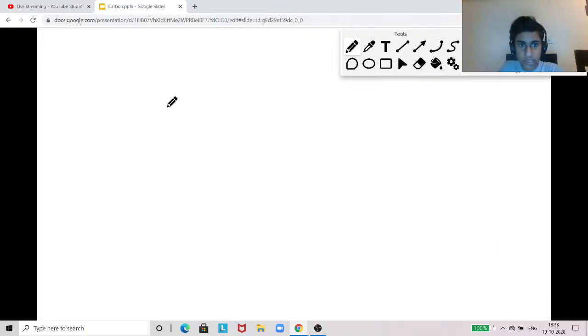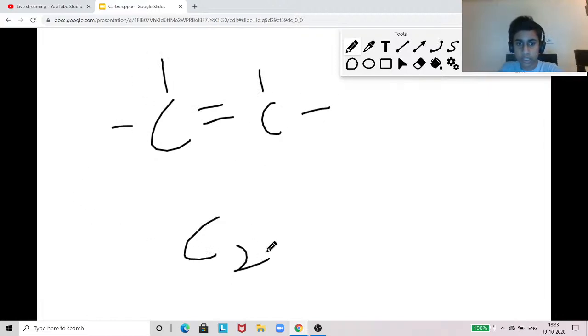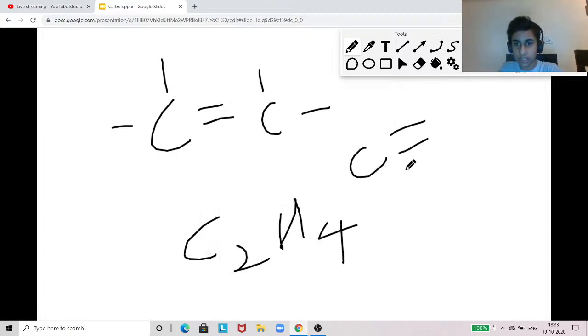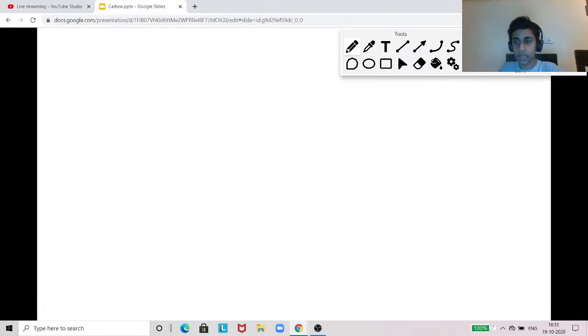So ethene is just a double bond between the carbons, with hydrogens implied. So it is C2H4. Ethyne has a triple bond, and the hydrogens are just implied.